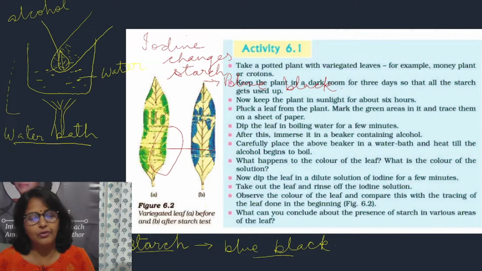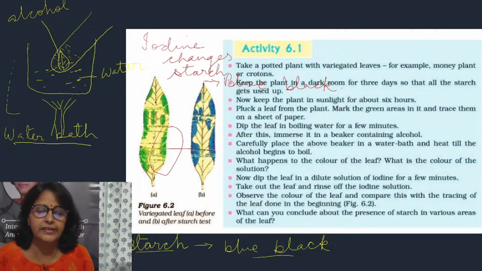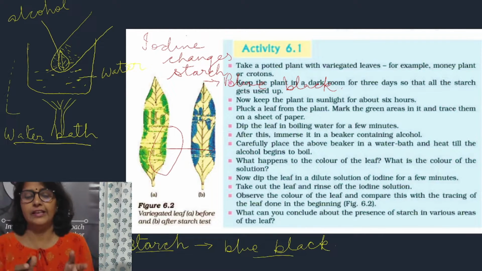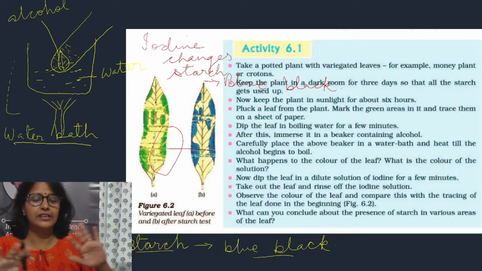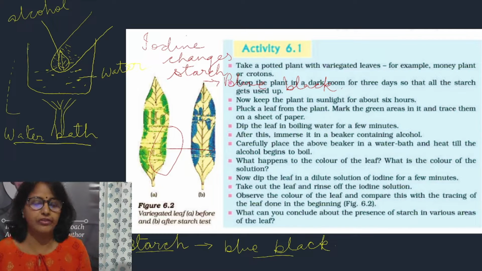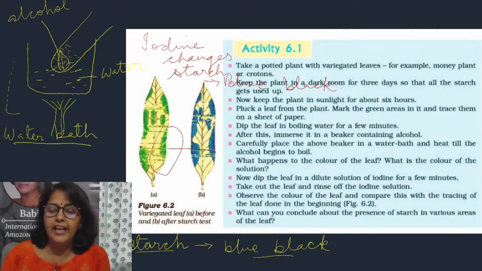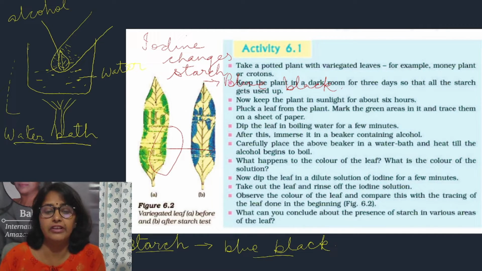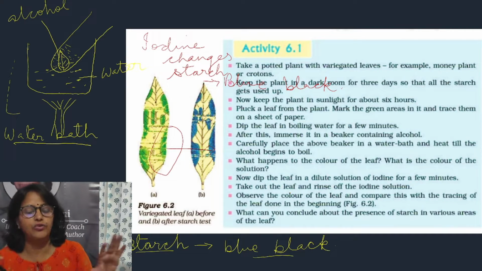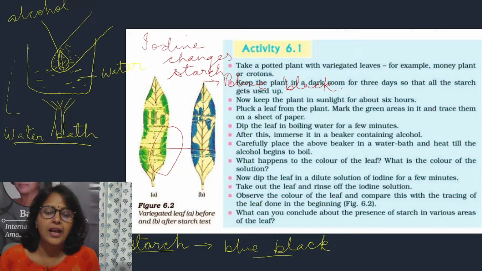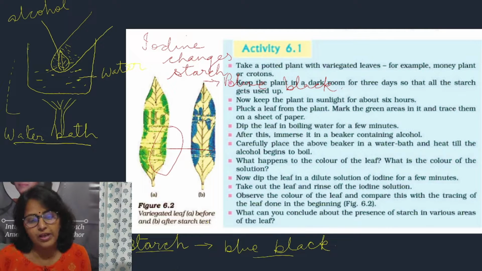What precautions we have to take? We have to immediately observe the results because after some time the starch will start being distributed to different parts of the plant. That is why in the beginning we removed the starch by keeping the plant for 72 hours in a dark room, because starch was already there in the plant, distributed all over. And then we do the experiment immediately after 6 hours so that starch does not start getting distributed. These are the precautions that we have to take.